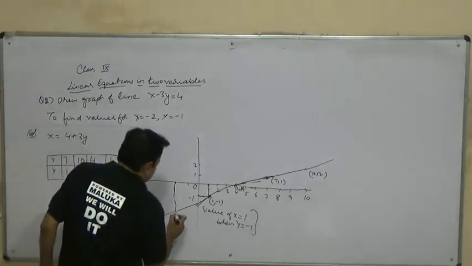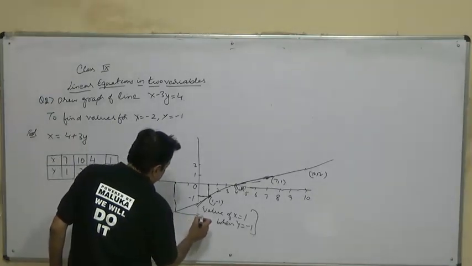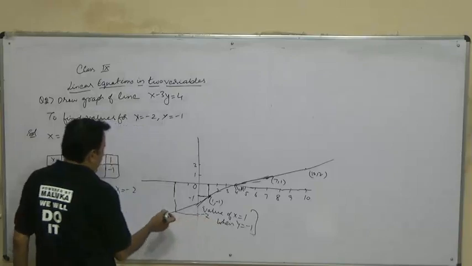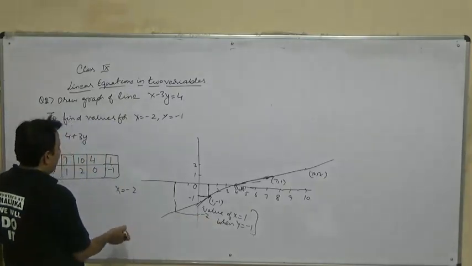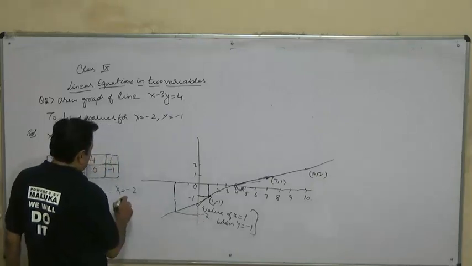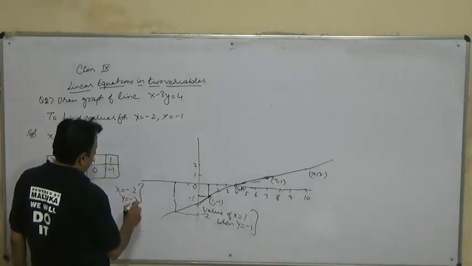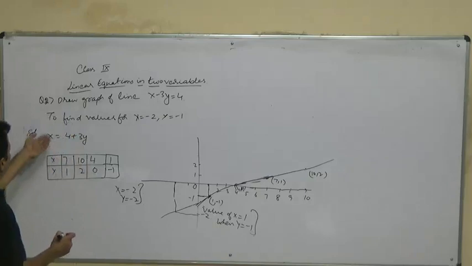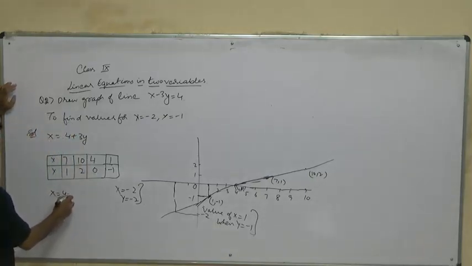Continuing with this, there will be a point minus 2. When x is equal to minus 2, y will be equal to minus 2. The corresponding value is y is equal to minus 2. We can also check it from here, x is equal to 4 plus 3y.